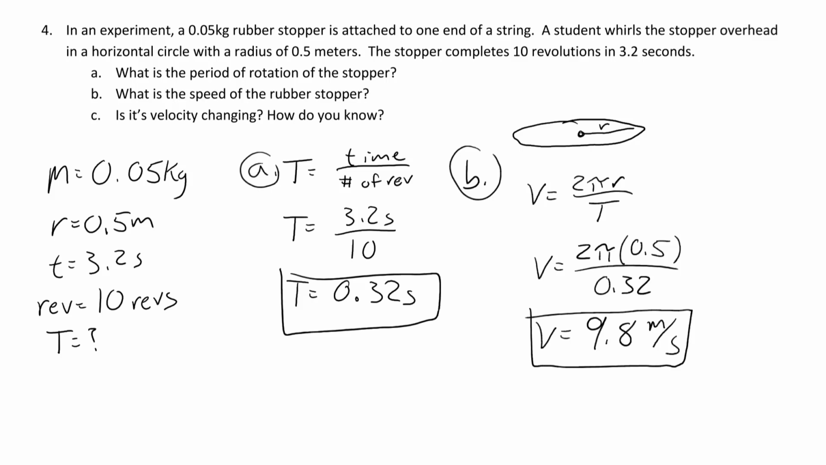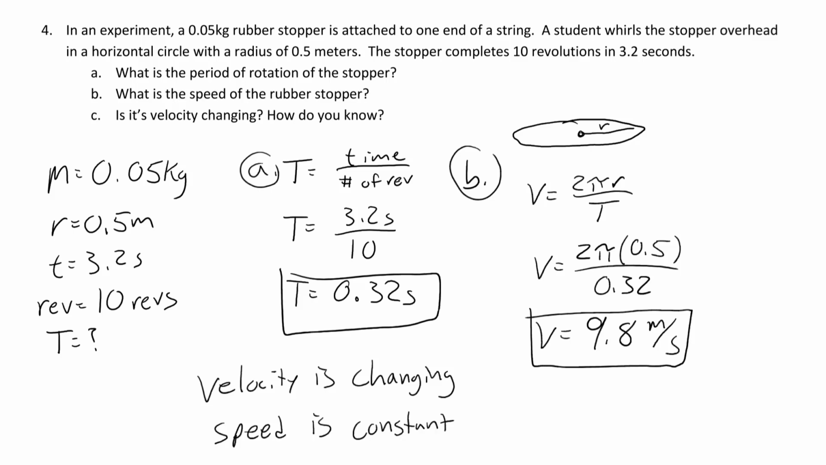It is not changing. What if I told you that? The velocity isn't changing. No, I'm just kidding. It is. The velocity is changing, even if the speed is constant. Well, how could that be? How is the velocity changing?